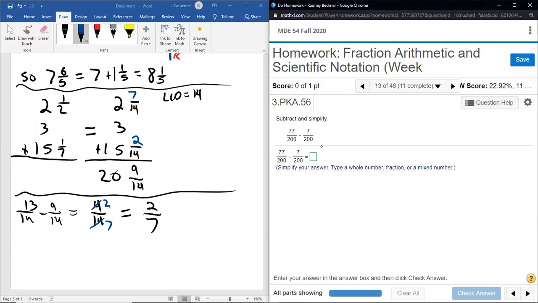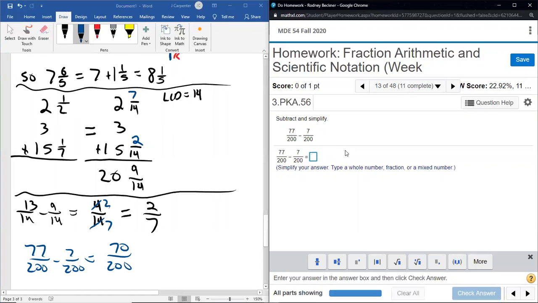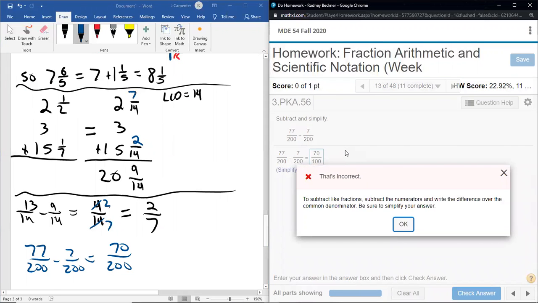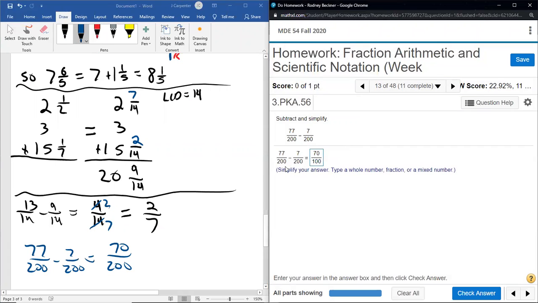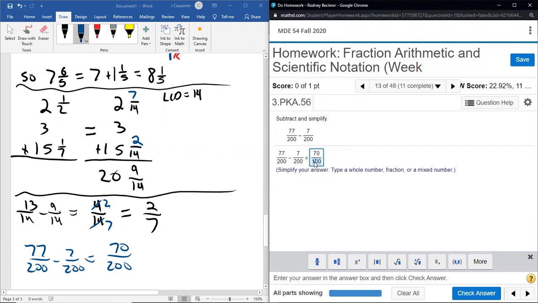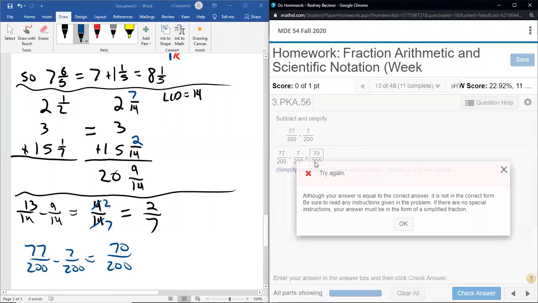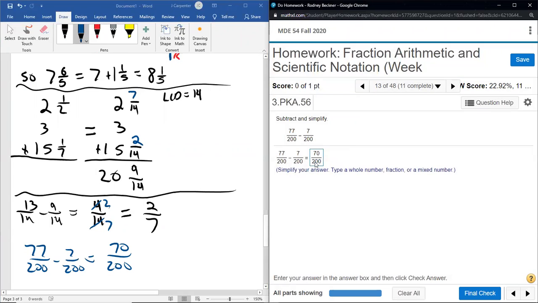77 minus 7, both over 200. You're just going to do 77 minus 7, which is 70. Bottoms match, so that's 70 over 200. And if you try and write that as your answer, it's going to be wrong. It's wrong for 2 reasons. Well, first of all, I typed over 100 instead of 200. Silly me, right? I wasn't paying attention. I did that on purpose. So let's try 70 over 200. Oh no, that's wrong too. I've only got one more try. I don't want to get it wrong on the 3rd try and have to start over.